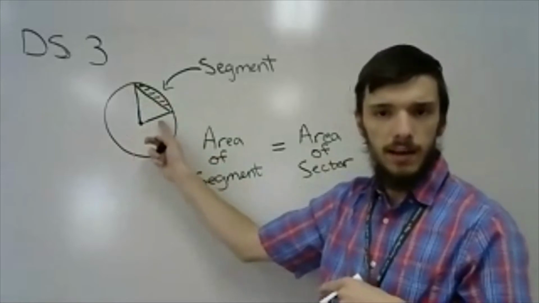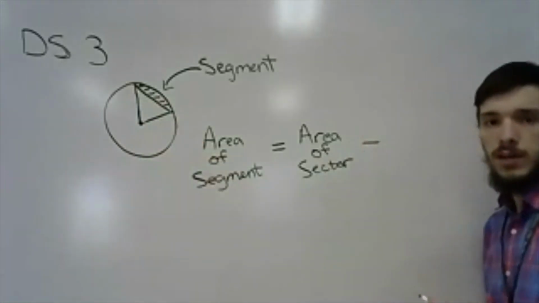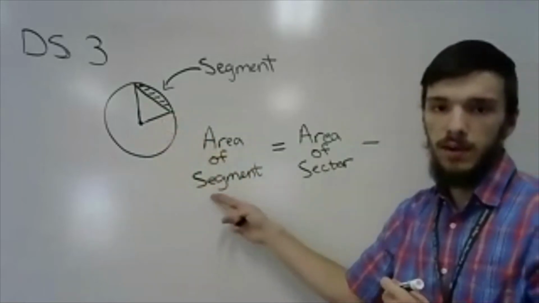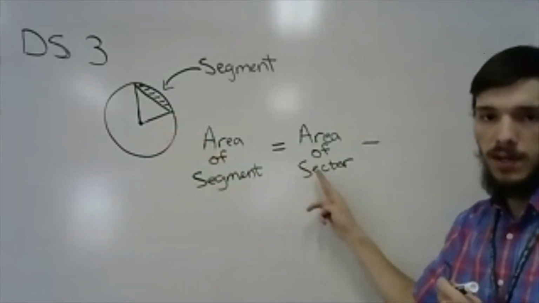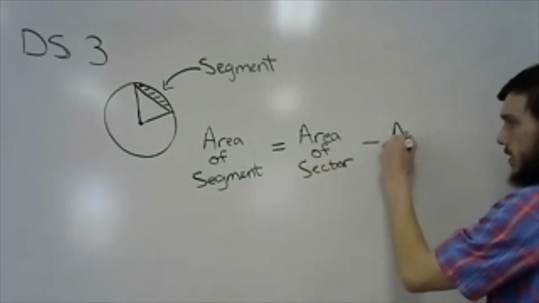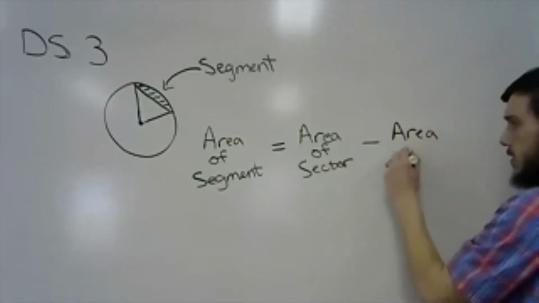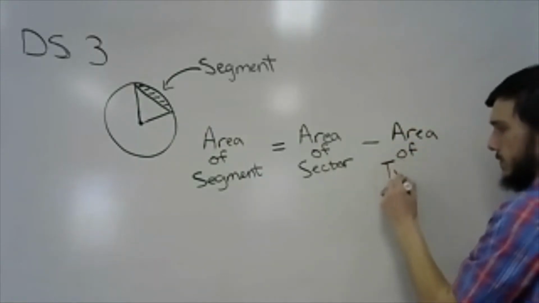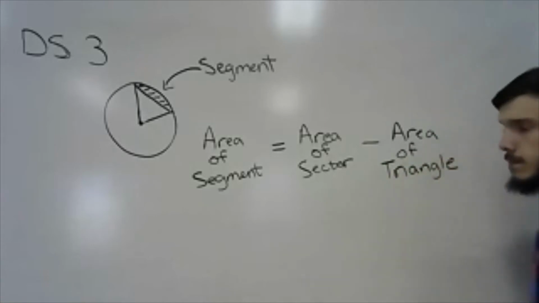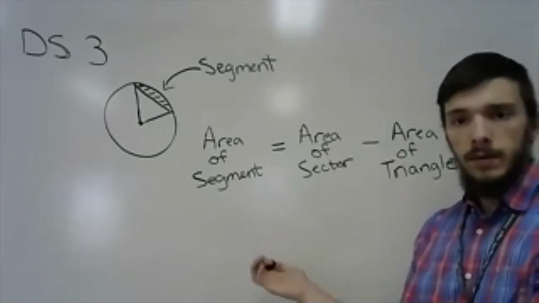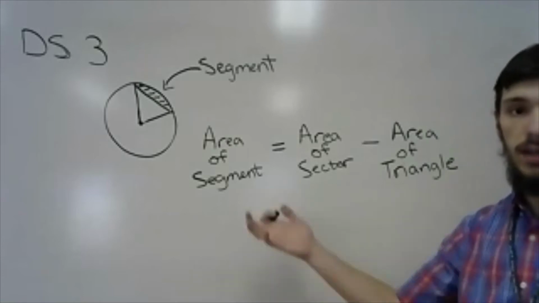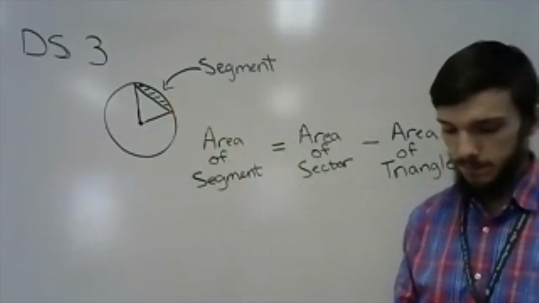And what shape is that? That's a triangle. So for our purposes, we're just going to refer to this as the triangle. So the area of the segment is equal to the area of the sector minus the area of the triangle. Okay, so we take out the part of the area of the sector that we don't want in order to find the area of our segment.